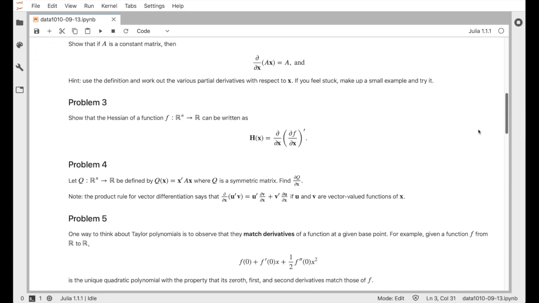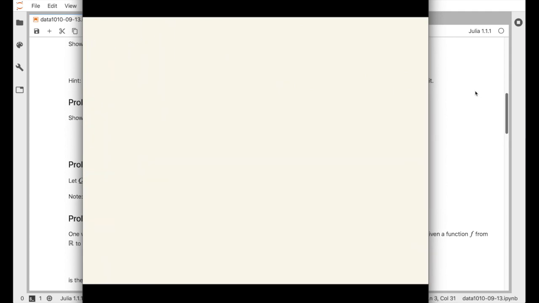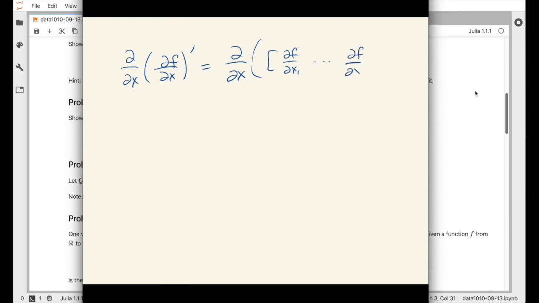In problem 3, we're asked to show that the Hessian of a function can be written as the derivative with respect to x, and then transpose, and derivative with respect to x of the function. So let's take a look at that. If we take the derivative with respect to x, and then transpose and take the derivative with respect to x, the first thing we get is a row vector whose entries are the derivatives with respect to each component. And then we need to transpose that to make it a column vector.